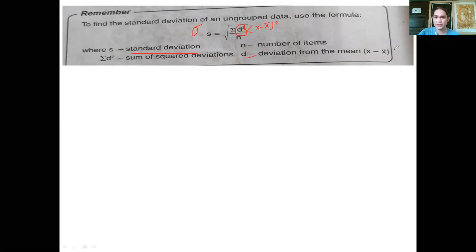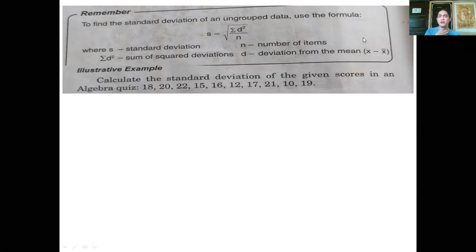Your D is, as I have said, the deviation from the mean. Your N is the number of items, how many data that we have. And your S is the standard deviation. Of course, your summation of D squared means the sum of squared deviation. So I guess you are all ready to apply the formula. Example: calculate the standard deviation of the given scores in an algebra quiz. We have the data set 18, 20, 22, 15, 16, 12, 17, 21, 10, and 19.